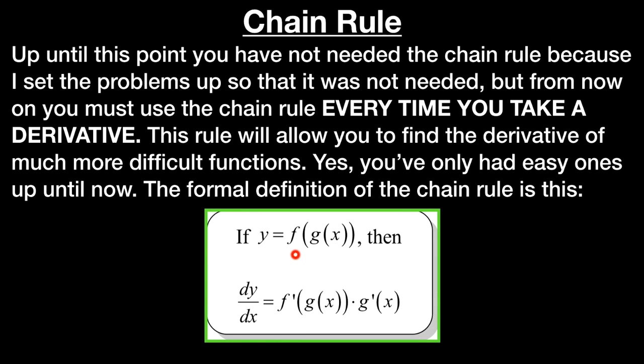If you have a function that is a composition of functions, which all functions for the most part can be written as a composition of functions, and that composition here is f of g of x, then the derivative is going to be f prime of g of x times g prime of x. So what you're going to have is an inside part, and that inside part is this part. That's going to be your inside function, and then f is going to be your outside function.